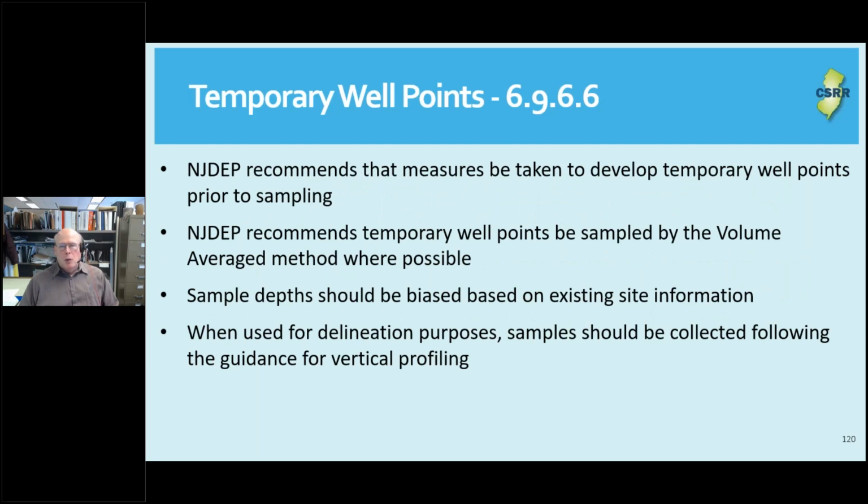DEP recommends temporary well points be developed prior to sampling. Development could be performed using small diameter bladder pumps, inertial pumps, or peristaltic pumps. Since temporary well points are frequently installed in areas where the groundwater quality is unknown, DEP recommends collecting the samples by the volume averaged method, so the sample represents a larger area of the aquifer. The volume of water removed during the development of a temporary well can be included in the volume needed to be purged by the volume averaged method. Next slide, please.